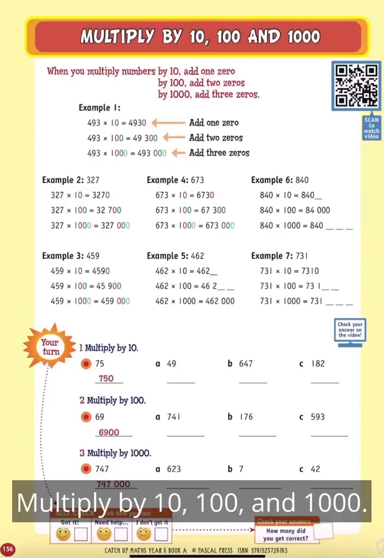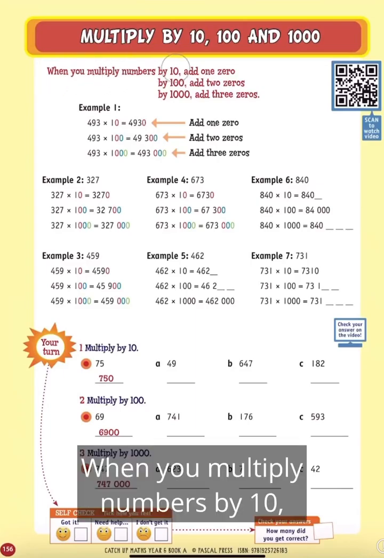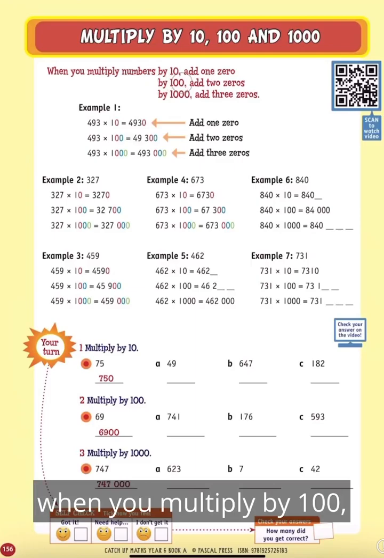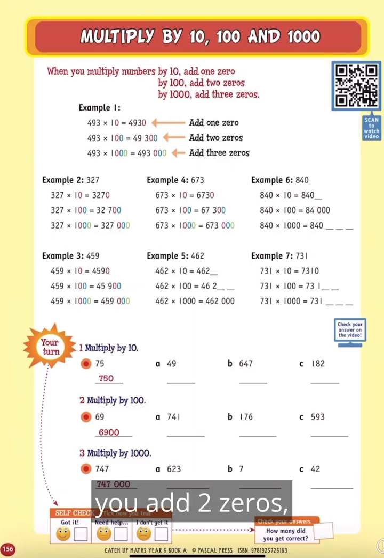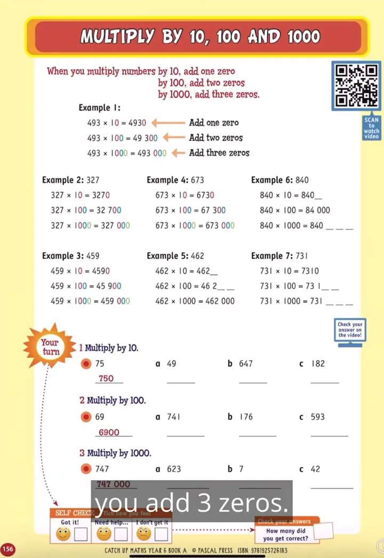Multiply by 10, 100 and 1000. When you multiply numbers by 10, you add 1 zero. When you multiply by 100, you add 2 zeros. And when you multiply by 1000, you add 3 zeros.